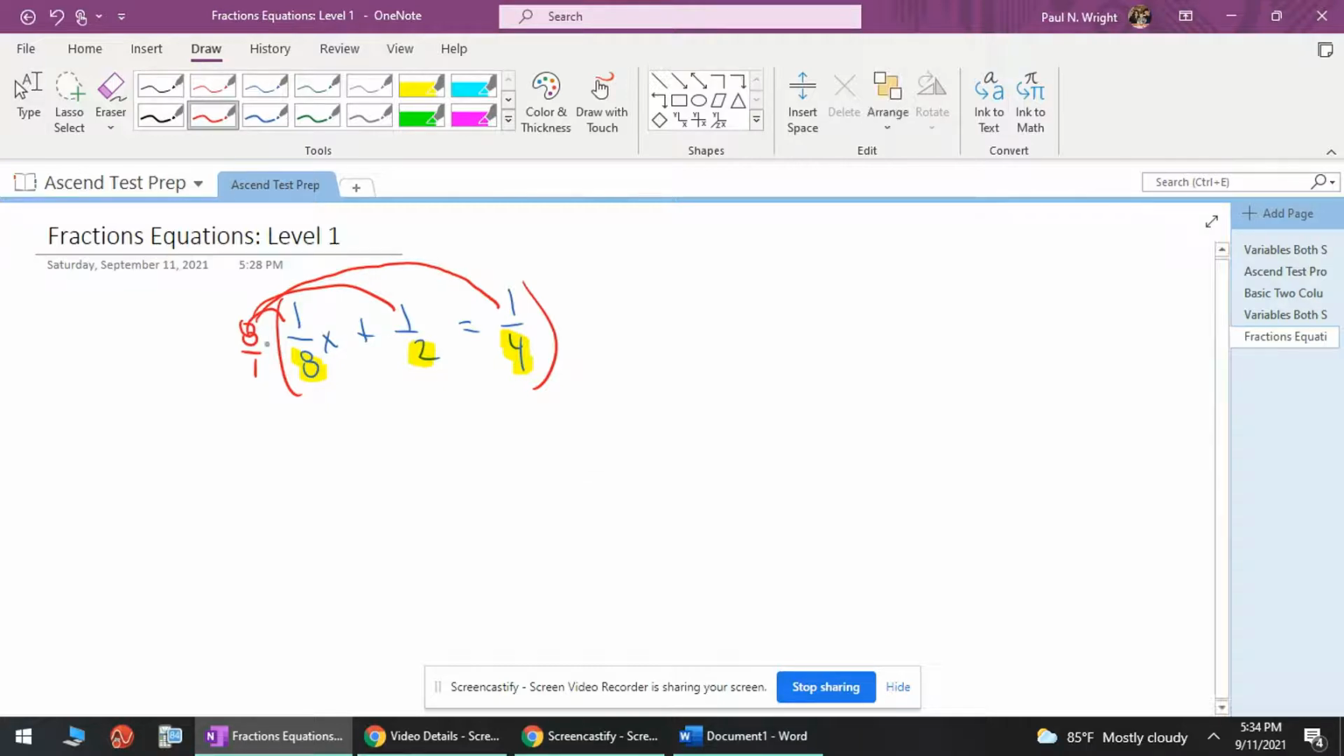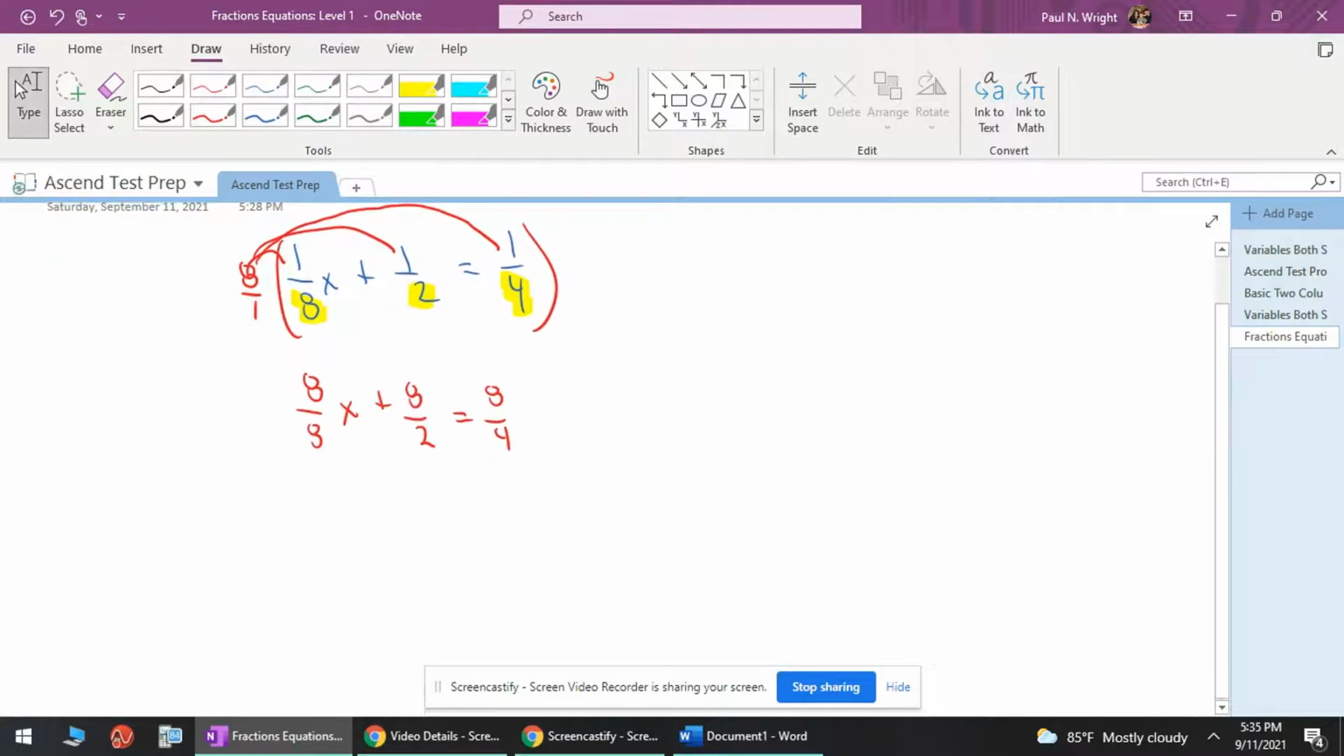Now, if I take a look here, 8 times 1 gives me 8. 1 times 8, I'm talking about the denominators, gives me 8. So I get 8 over 8x. 8 times 1 gives me 8. 1 times 2 gives me 2. Equals 8 times 1 gives me 8. And then 1 times 4 gives me 4. Now I'm going to use some simple math. What is 8 divided by 8? 1x plus 8 divided by 2 is 4 equals 8 divided by 4, which is 2.